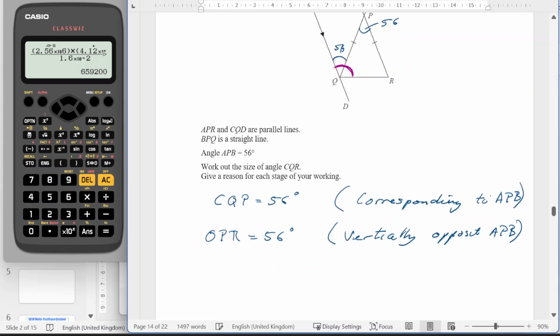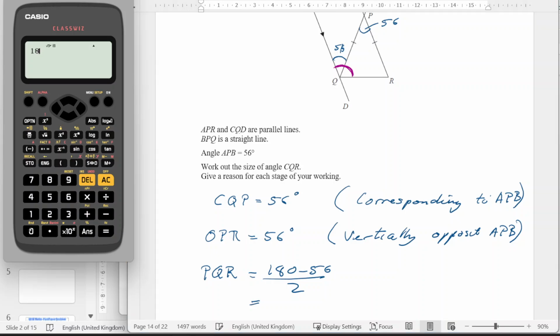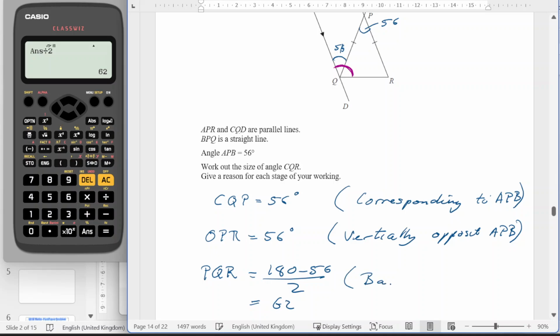And then I'm going to say that PQR is going to be equal to 180 minus 56 divided by 2. So 180 minus 56 divided by 2 is 62. And the reason for that is base angles of an isosceles triangle are equal.